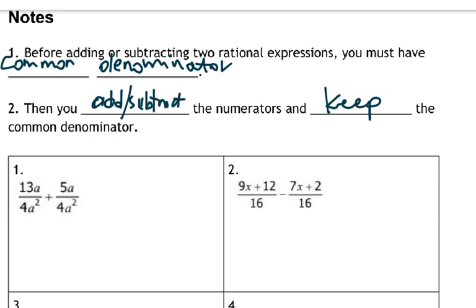5a over 4a squared. We already have a common denominator of 4a squared, so we're going to keep the common denominator and we're going to add numerators. So 13a plus 5a is going to give me 18a. After you add, you should look if maybe this expression needs simplification, and we can reduce 18 and 4 by 2, and we can reduce a with a squared. So that will give me 9 over 2a.